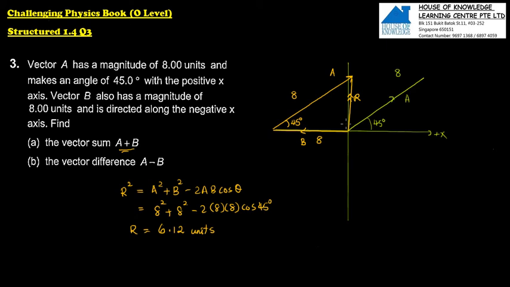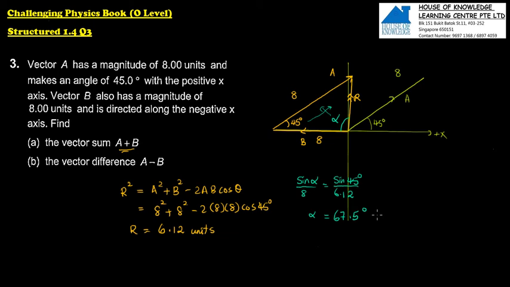Now we need to get a direction for this vector r. Let's say this is alpha. We can use the sine rule to determine alpha: sine alpha over the opposite side, which is 8, equals sine 45 over the opposite side r, which is 6.12. So alpha will be equal to 67.5 degrees, right?